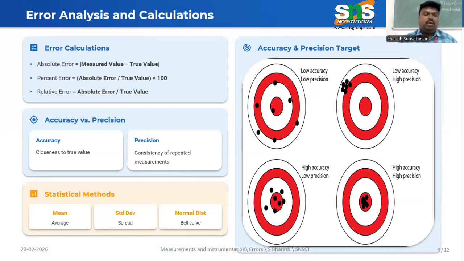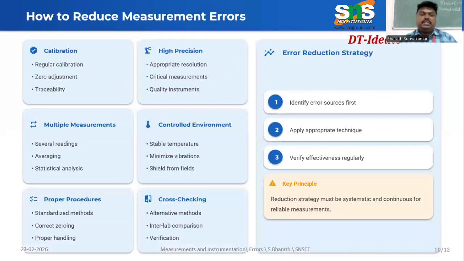How do we calculate the error? Absolute error is calculated as the measured value minus the true value. Percentage error is the absolute error divided by the true value, times 100. Relative error is the absolute error divided by the true value. Accuracy is the closeness to the true value. Precision is the consistency of repeated measurements. Statistical methods like mean, median, standard deviation, average spread, or normal distribution like the bell curve are used to calculate these accuracy and precision targets.